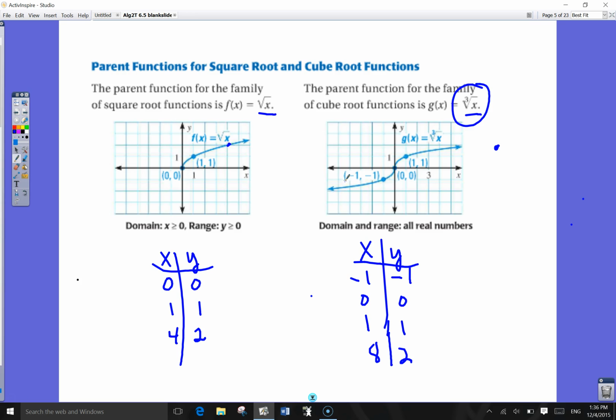Now the domain of a square root function, since the function starts at the origin and only goes to the right, the domain is x greater than or equal to 0. And the range of the square root function, since the graph starts at the origin and it only goes up, is y greater than or equal to 0.